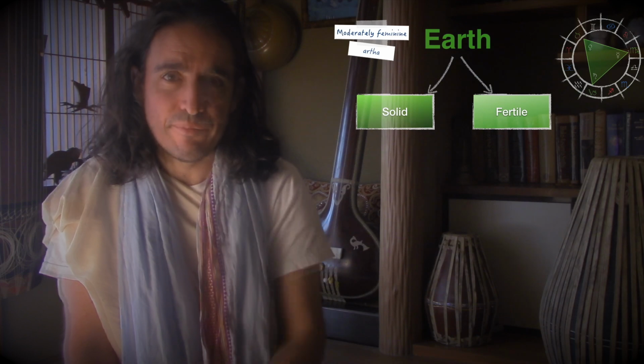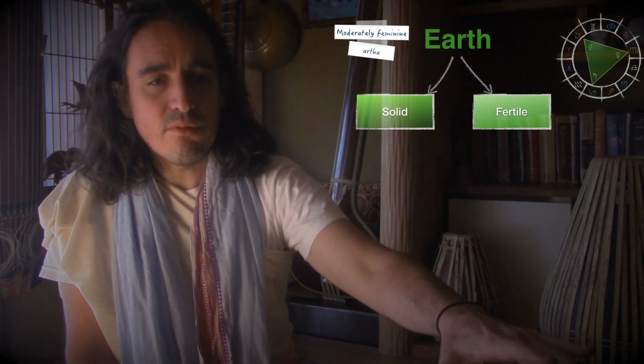It's also a feminine element, but not very feminine like water. It's moderately feminine because it has a bit of the masculinity of solidity. And it's associated with the artha pursuit, pursuing economic growth and economic stability.